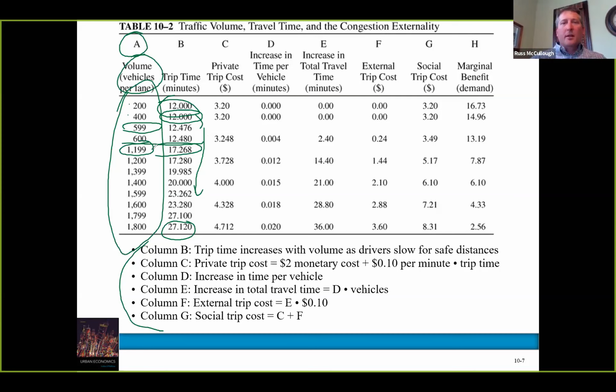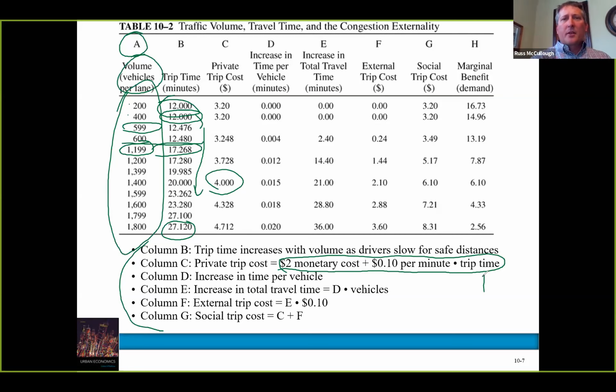All right, so then part C is the private trip cost. So we're just going to take a $2 monetary cost, $10 per minute, and the trip time to come up with a private cost of a trip. So that's just some assumptions. Notice then that it becomes more costly for you privately as it starts to get congested, because once the trip time starts to kick in, it's going to become more costly to you privately.